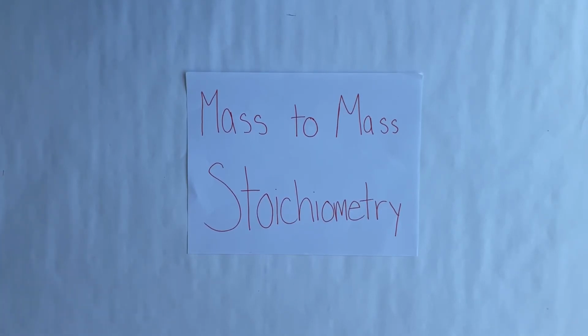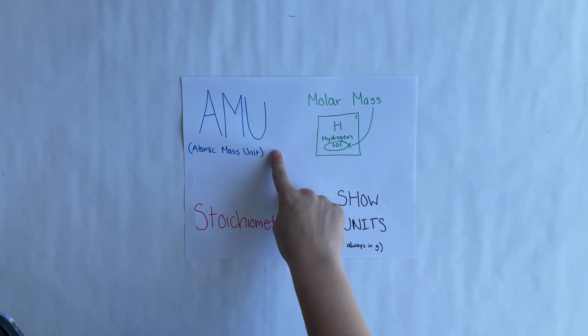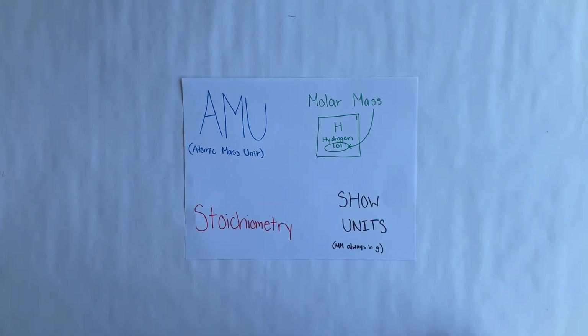This is mass-to-mass stoichiometry. Before we begin, we're going to start with some definitions and background knowledge you'll need. First, we're going to start with AMU, or atomic mass unit. It is the weight of a single atom, but one cannot measure something this small. So instead, we use molar mass. It is found on the periodic table.